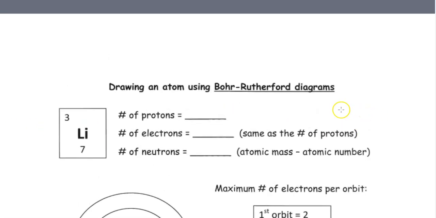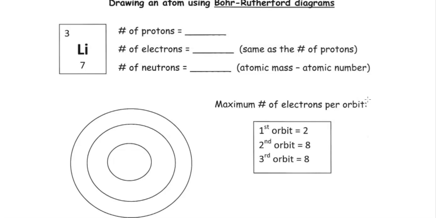Bohr-Rutherford diagram. I got this. Okay. Lithium, how many protons? What's that again? That's your atomic number. The one below, the bigger one, is your atomic mass or your mass number. Okay, so 3, 3, 4. How did you get 4? Mass minus atomic number. Good. All right, so let's draw.